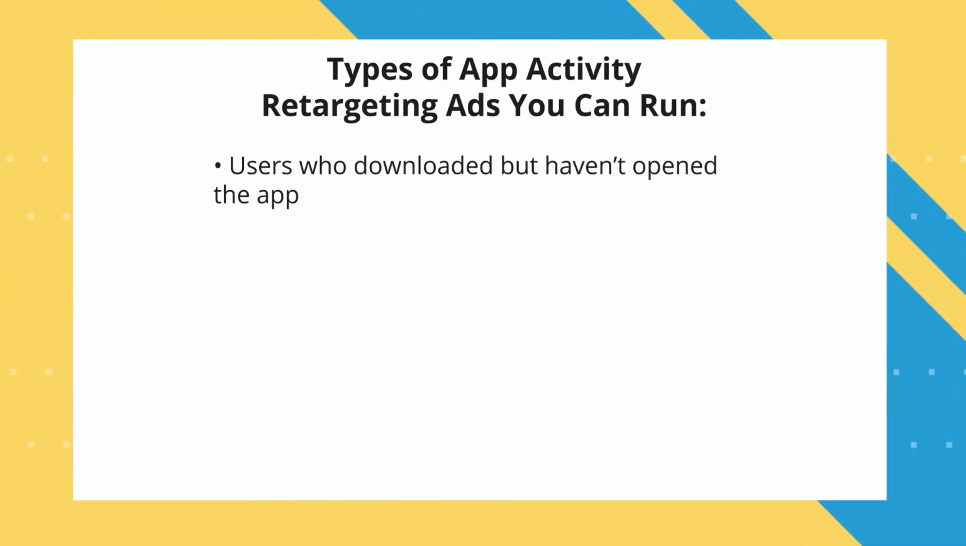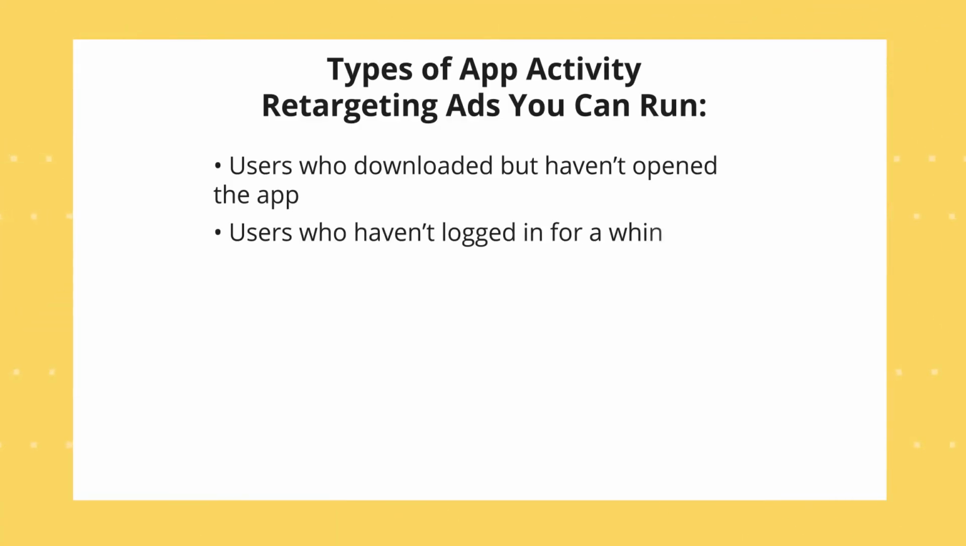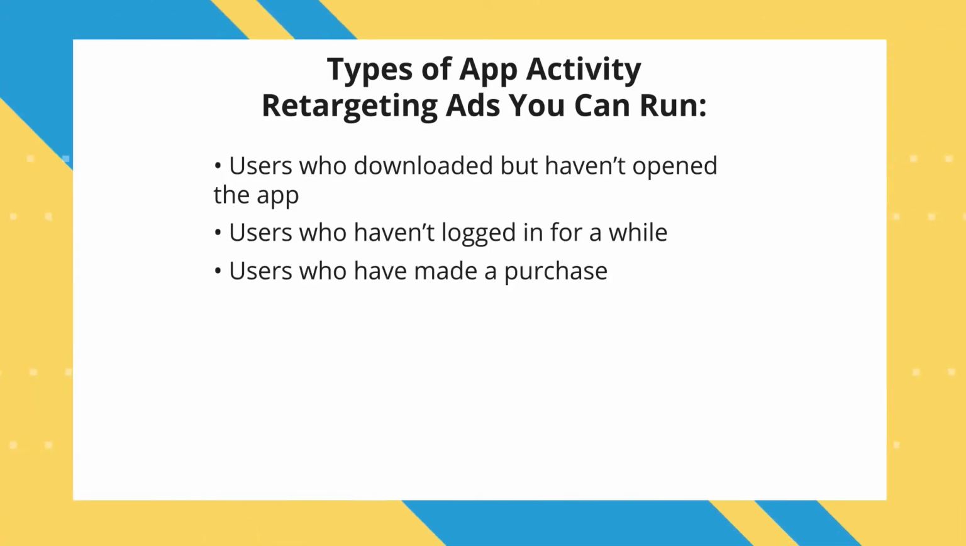Target users who downloaded but haven't opened the app. Entice them with what's inside or how the app will improve their lives. Target users who haven't logged in for a while. Create an ad highlighting a new feature, an improvement, a special event, or some other reason to get involved again. You can also target users who have made a purchase. Offer a coupon, a discount, or other incentive to users who made another purchase.